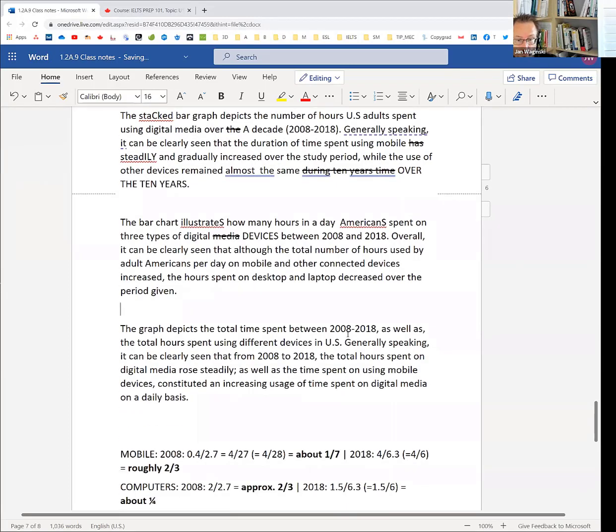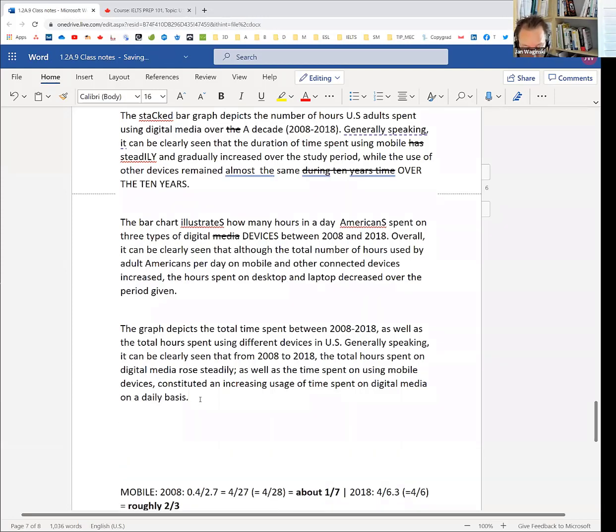The graph depicts the total time spent between 2018 as well as... never followed by a comma. And when I say never, I mean 95%, as well as the total hours. Okay, so as well and as well as are used in two different ways. I'm going to talk about this very quickly first.